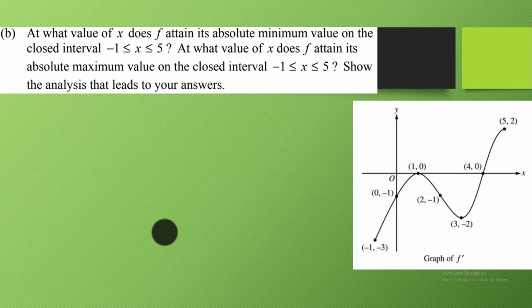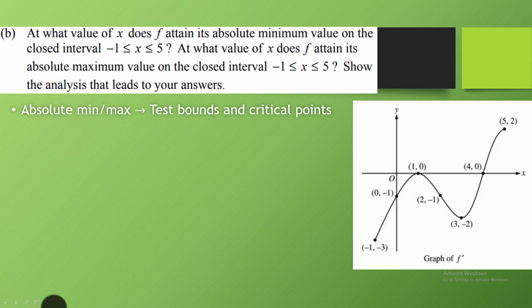Alright, part B. At what value of x does f attain its absolute minimum value on the closed interval -1 to 5? And at what value of x does f attain its absolute maximum value on the closed interval -1 to 5? Show the analysis that leads to your answers. Okay, so this is the most challenging part of this problem, but all of these words really boil down to what is the absolute minimum and the absolute maximum.